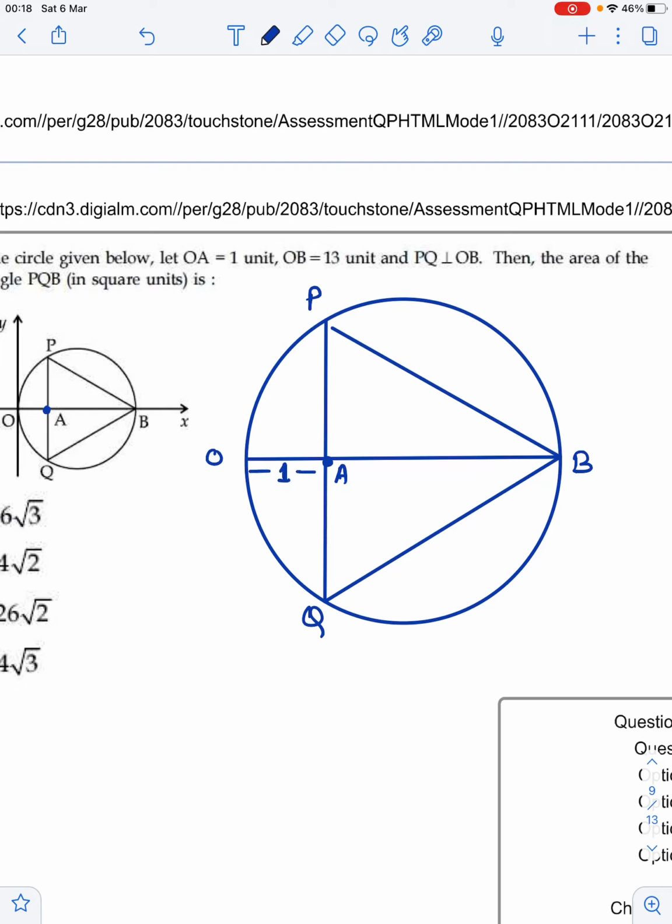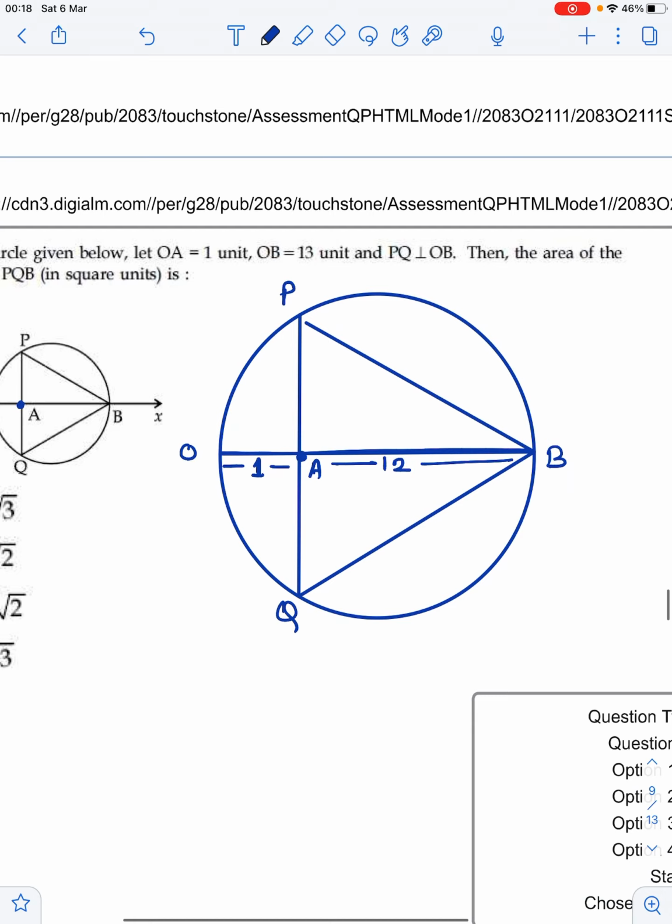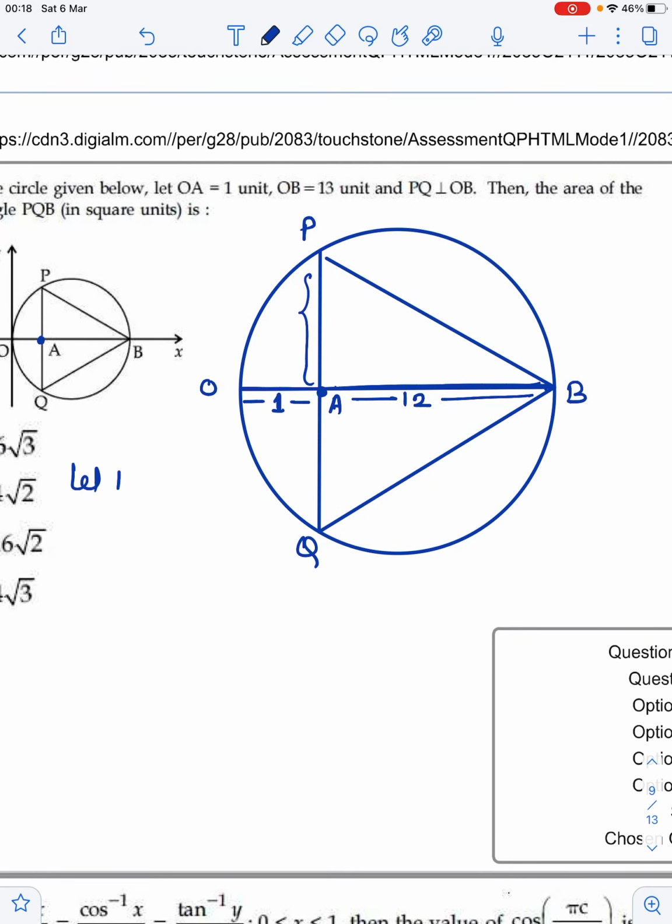And OB is 13, so the total diameter is 13, so obviously AB is 12. We have to find the area of triangle PBQ. So for area, this length of altitude is already known. Now if I can get this length, we can use half of the base into height. So now let PA, which is AQ also, be x.